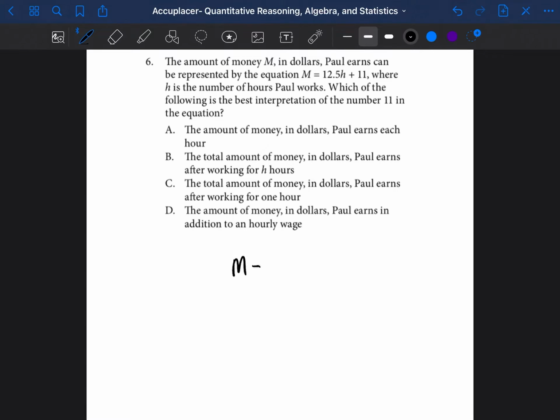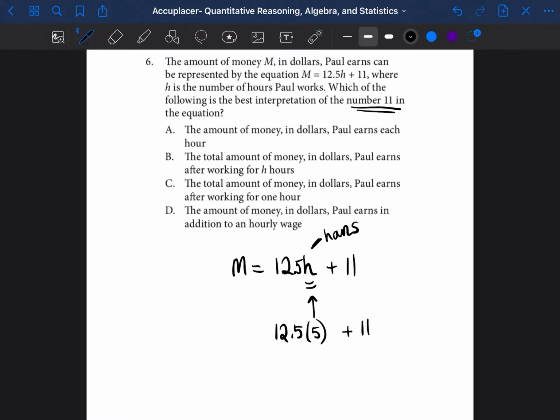So I'm just going to pull that equation out so I can just look at it by itself. 12.5 H plus 11. So they say H is the number of hours he works. Okay? And they're asking us, well, what does the number 11, what could that possibly represent? So H is the number of hours he works. So if he were to work 5 hours, we would put 5 in this equation. We would do 12.5 times 5 plus 11.